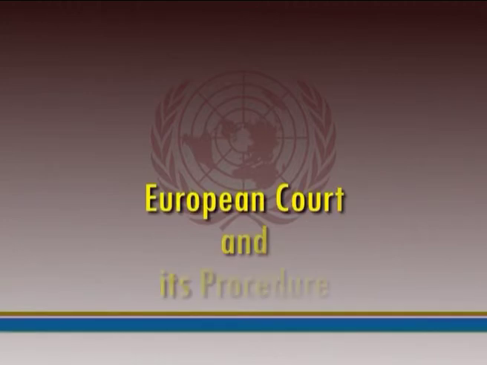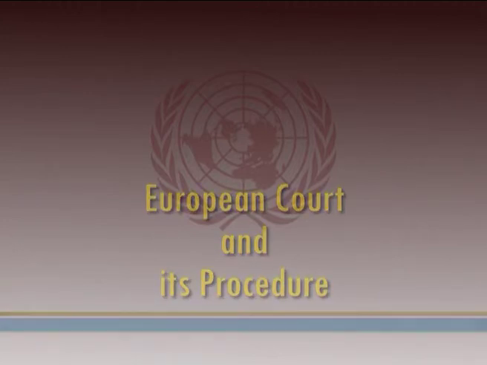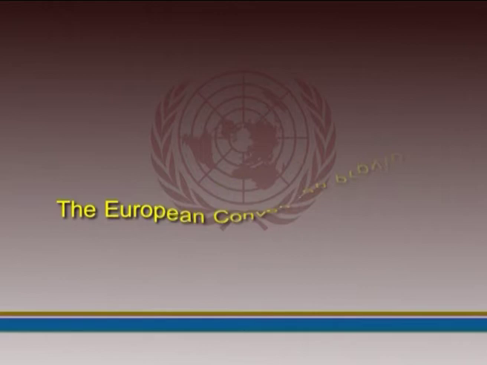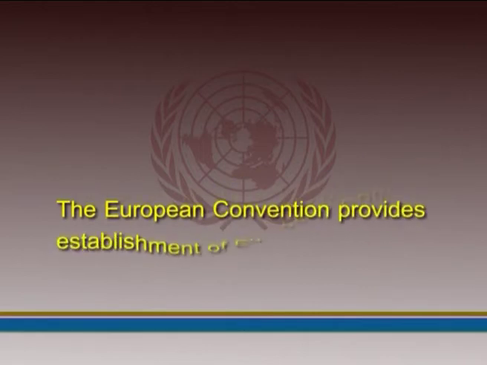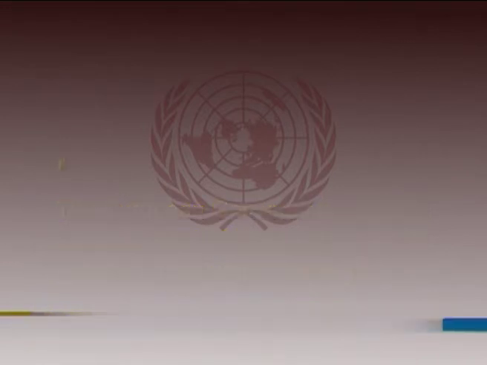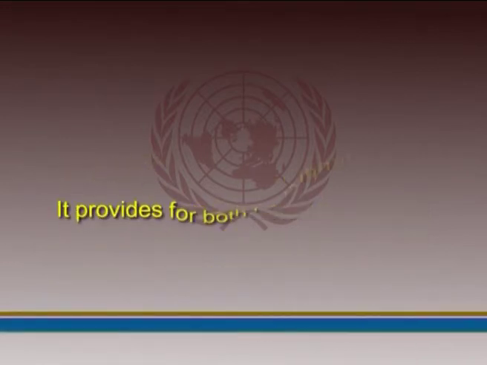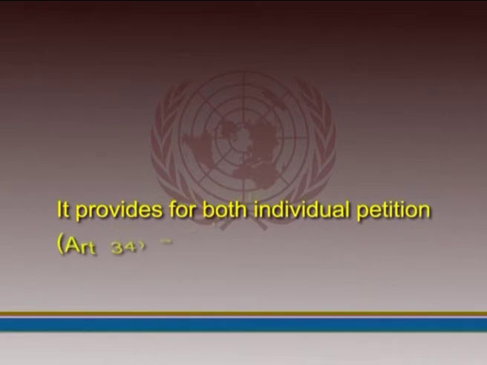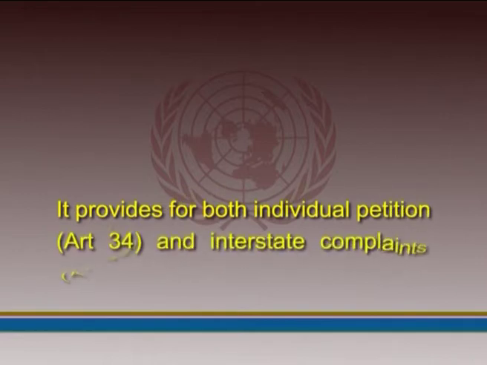European Court and its procedure. The European Convention provides for the establishment of the European Court of Human Rights under Article 19. It provides for both individual petition under Article 34 and interstate complaints under Article 33. The individual petitions brought by individuals, legal persons such as corporations, groups of individuals or NGOs have grown exponentially in numerical terms.